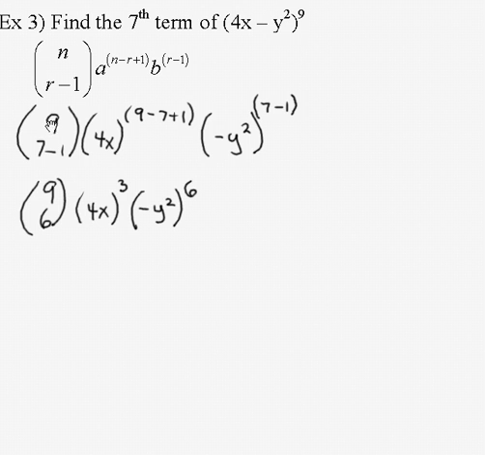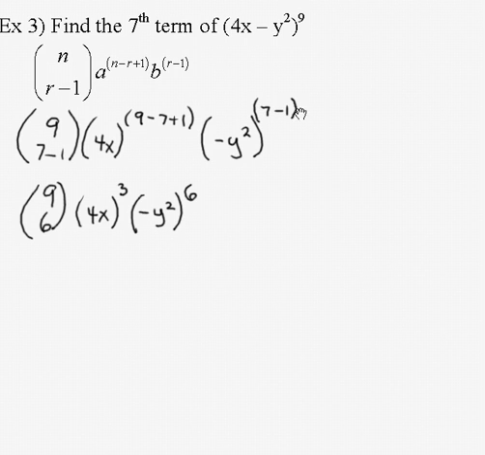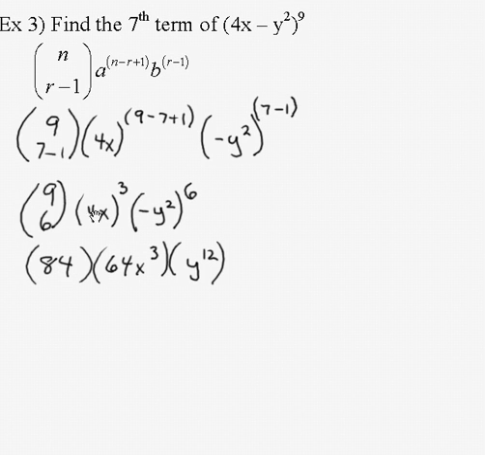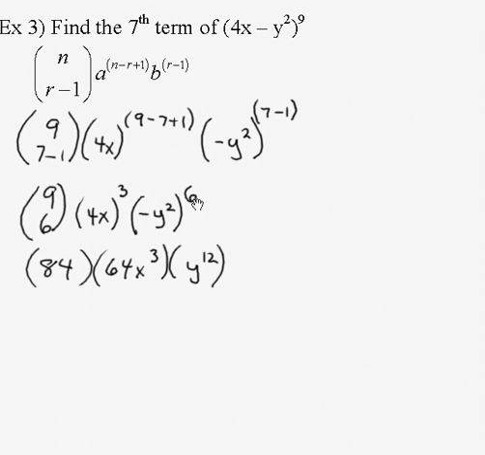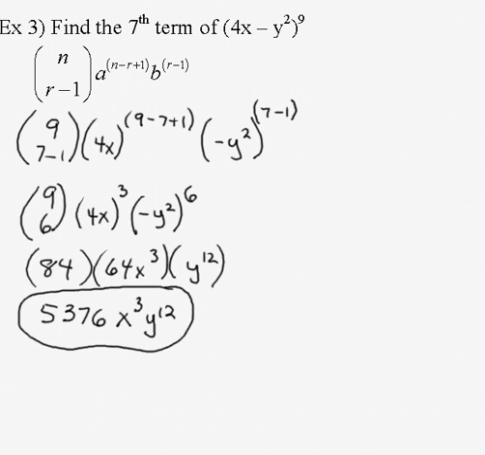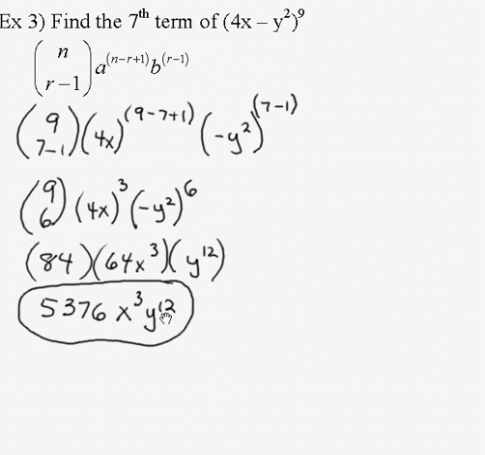Simplifying that, this is 9 choose 6, or 9 NCR 6. 9 minus 7 plus 1 is 3. 7 minus 1 is 6. When you do 9 NCR 6 on your calculator, you get 84. 4 cubed is 64. x cubed is x cubed. Negative raised to an even power is positive, and y squared to the 6th power is y to the 12th power. When you multiply 84 times 64 times 1, we get 5,376 times x to the 3rd times y to the 12th.